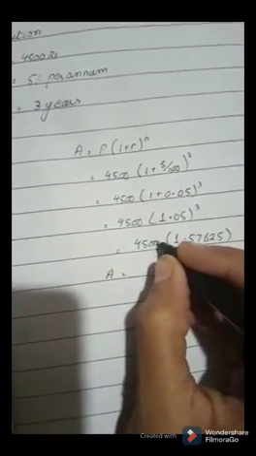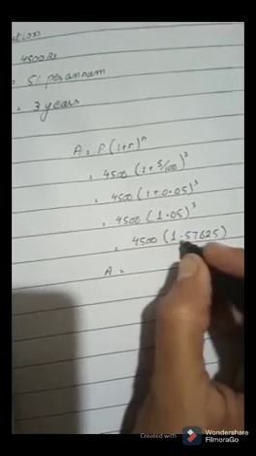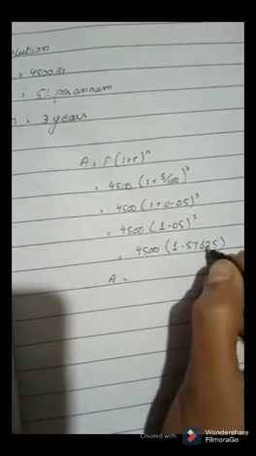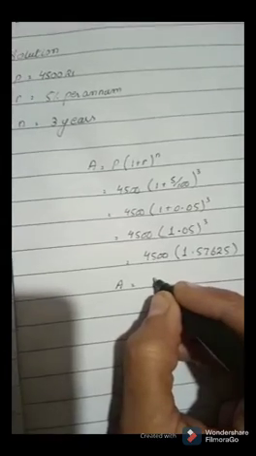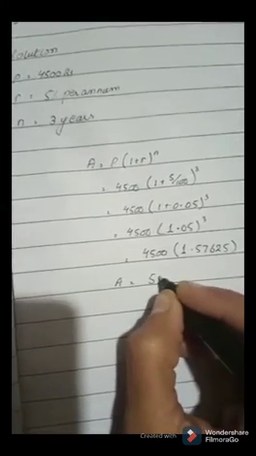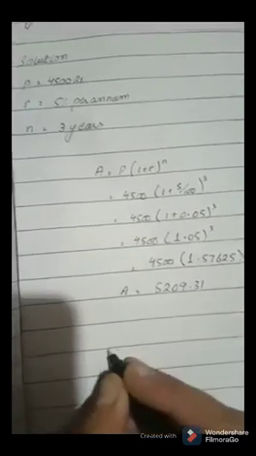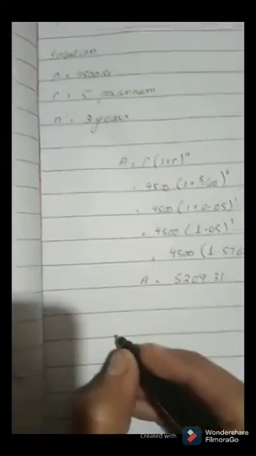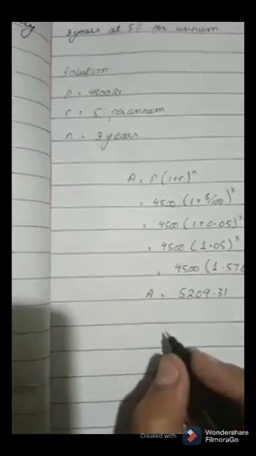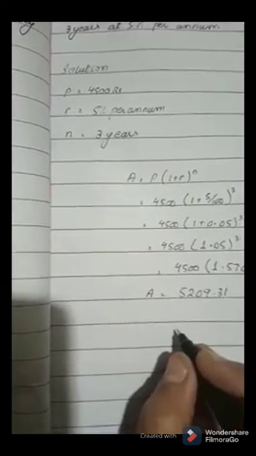So we multiply 4500 with 1.157625. We got 5209.31. We have found out the compound amount. Now we are finding the compound interest.